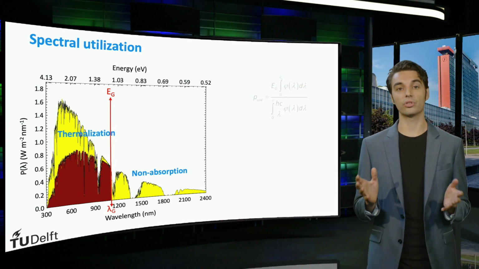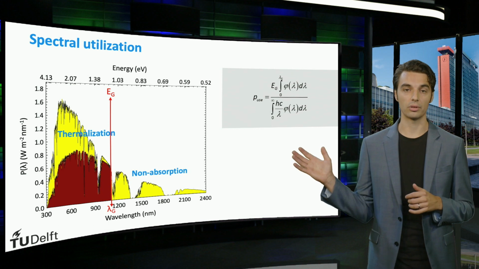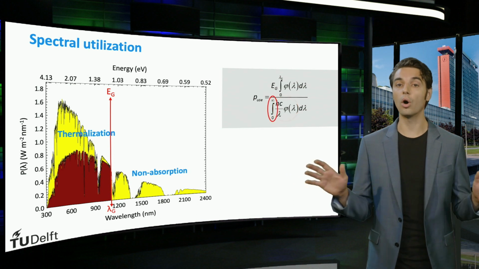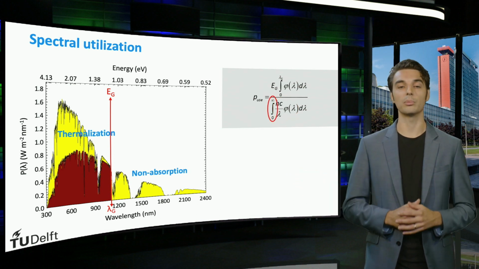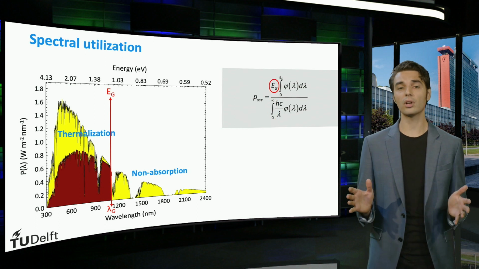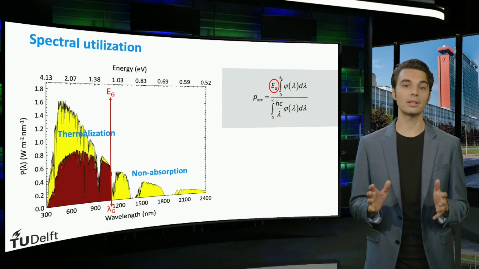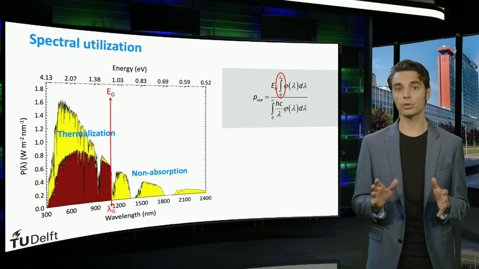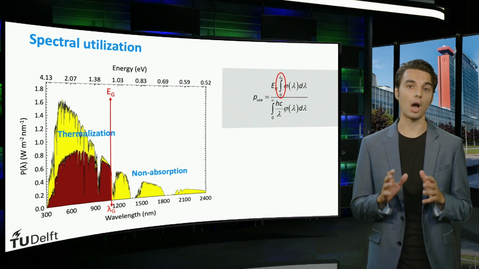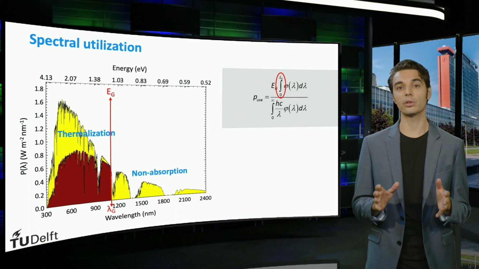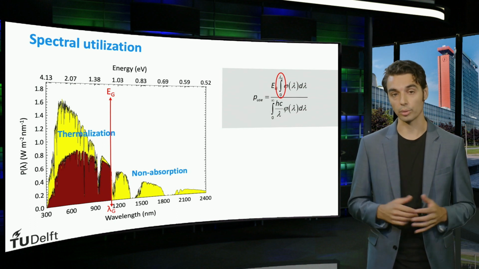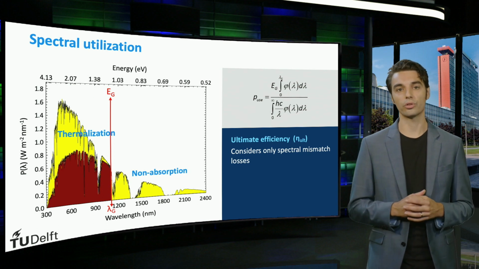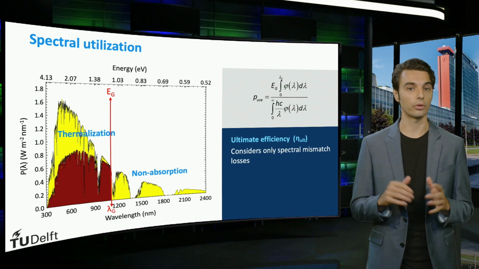The spectral utilization of a single junction solar cell is described by this equation. In the denominator, the product of the photon energy and photon flux is integrated over all wavelengths, effectively representing all available energy. In the numerator, the photon flux is multiplied by the bandgap energy to consider that energy above the bandgap is lost due to thermalization. Moreover, the product of the photon flux and photon energy is only integrated up to the bandgap wavelength, taking into account that photons with an energy below the bandgap are not absorbed. The usable fraction is also known as the ultimate efficiency of a single junction solar cell, as it only considers the spectral mismatch of the cell.